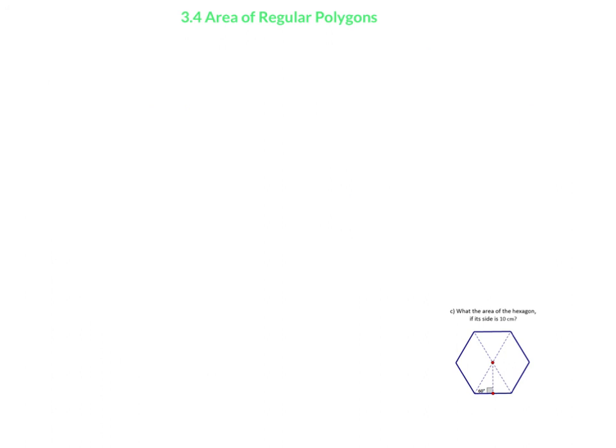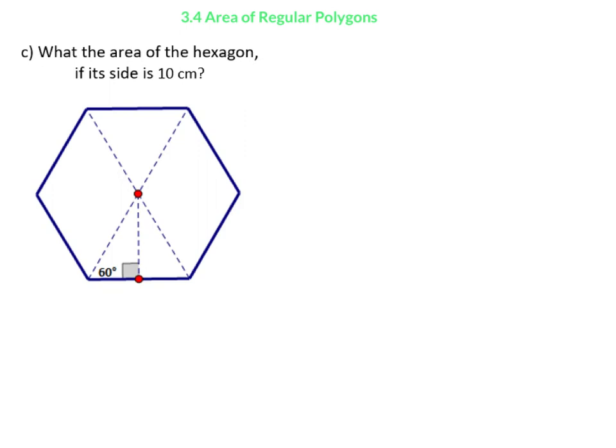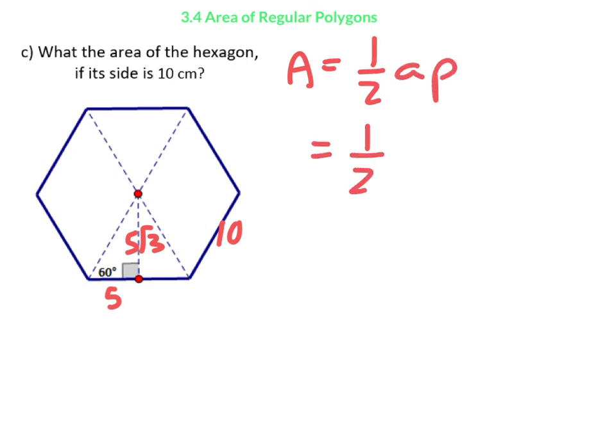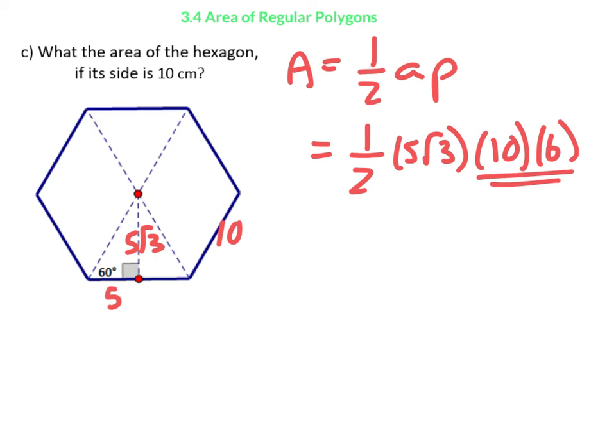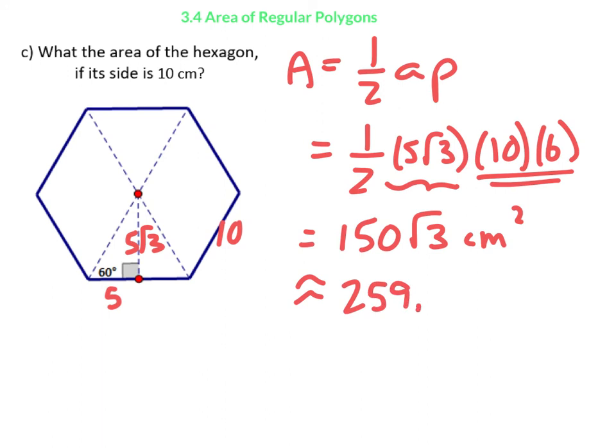All right, our very last question of the video. Here we go. We have a side that is 10. That makes this 5. That makes this 5 root 3. And we are good to go already. 1/2 the apothem times the perimeter, 1/2. Now the apothem is 5 root 3. Our side is 10, and there are 6 of those sides. There's my perimeter. There's my apothem. That simplifies to 150 root 3 centimeters squared, and that as a decimal is approximately 259.81 centimeters squared. Bingo.